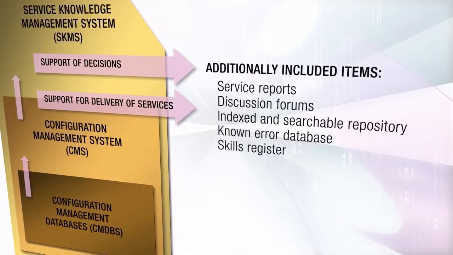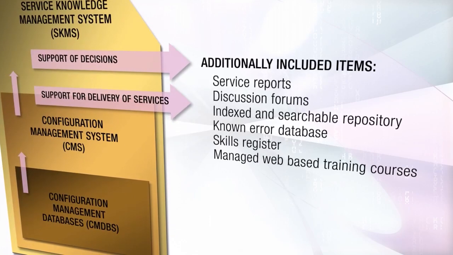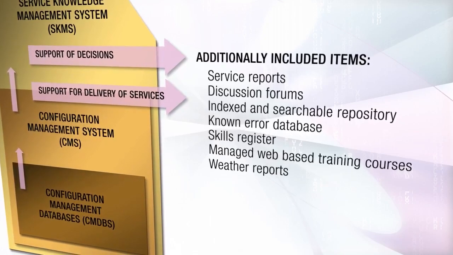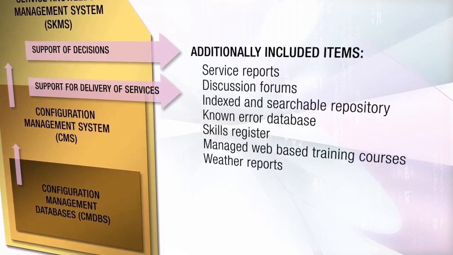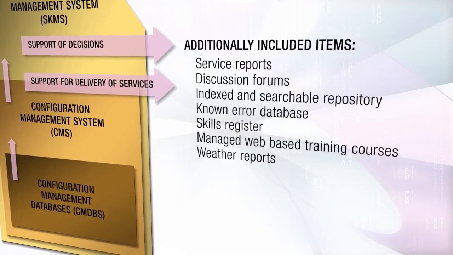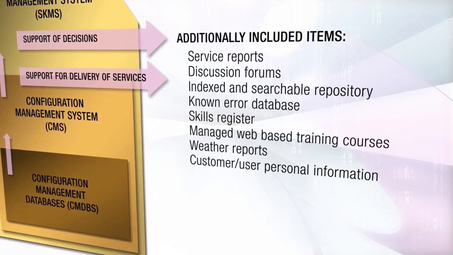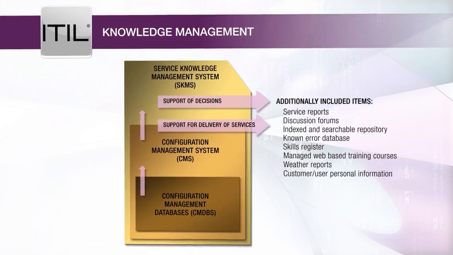Skills register and typical and anticipated user skill levels. A managed set of web-based training courses. Weather reports needed to support business and IT decision-making. For example, an organization may need to know whether rain is likely at the time of an outdoor event. Customer-user personal information. For example, to support a blind user who needs to have specific support from the service desk. All of these are used in supporting the decisions made during the delivery of a service.